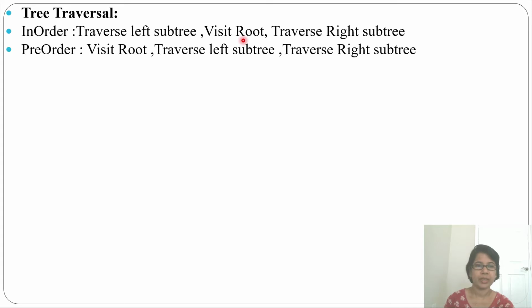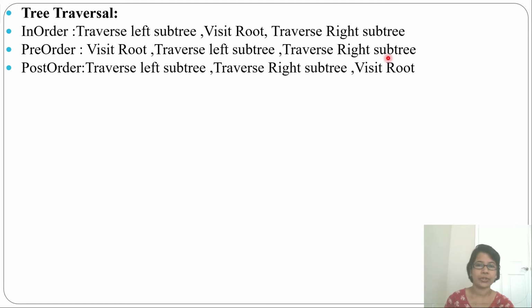Next is pre-order. Pre-order is: first visit the root. Pre means before, so the root will be first. So visit the root, then traverse the left subtree in pre-order, then traverse the right subtree in pre-order.